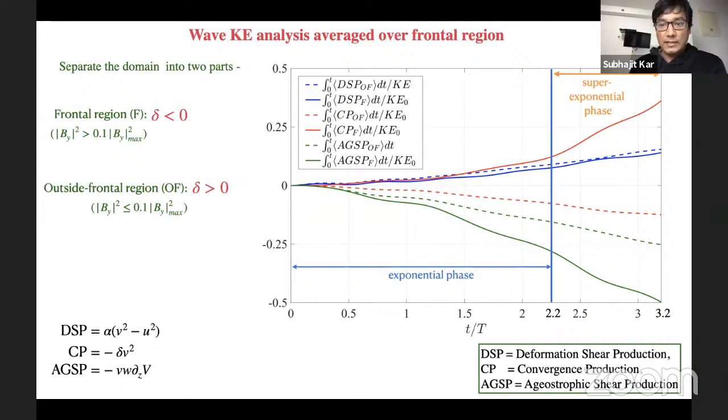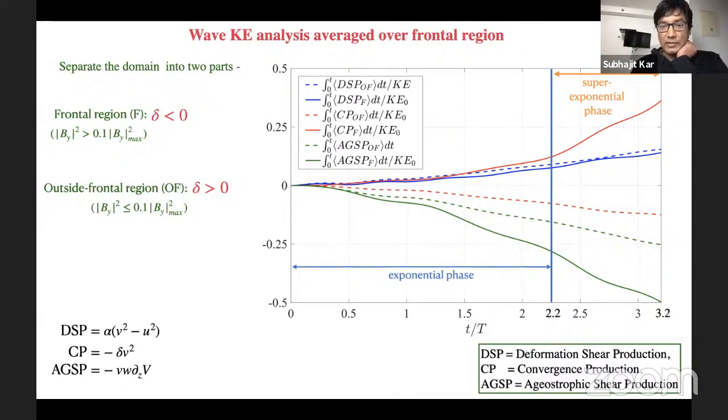You can see here that the DSPs for the front and outside the front, the blue line, are almost the same throughout, but the convergence production in the frontal regions, the solid line, starts to dominate more over the DSP once you are in the superexponential phase. But outside the frontal region, the CP is negative, because the flow is mostly divergent there. In the frontal regions, the flow contains cyclonic vorticity, which is associated with convergence, and outside the frontal regions you have a weak anticyclonic vorticity that is associated with divergence. That's why you're seeing the CP is negative.